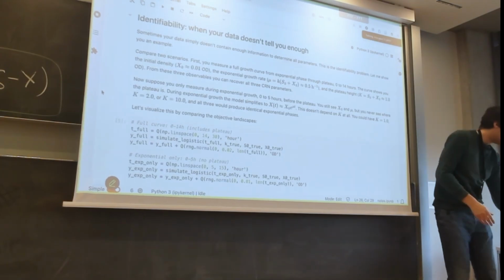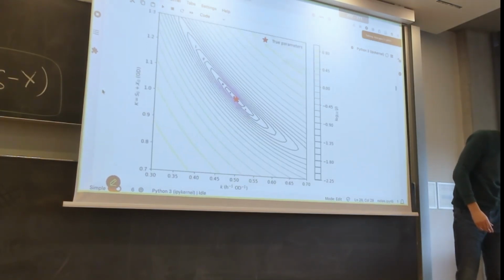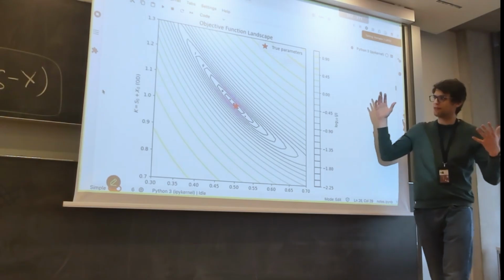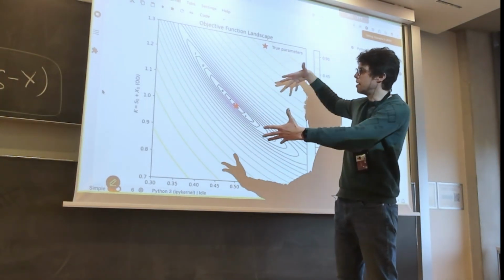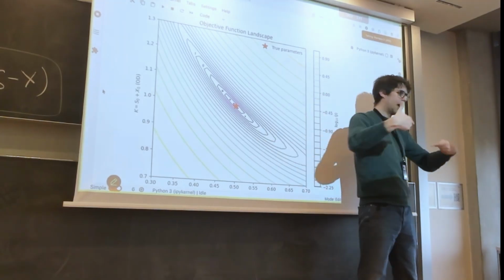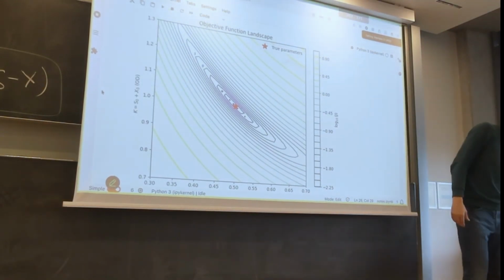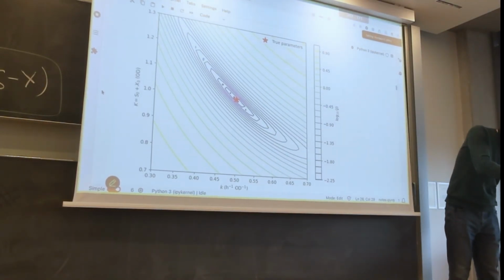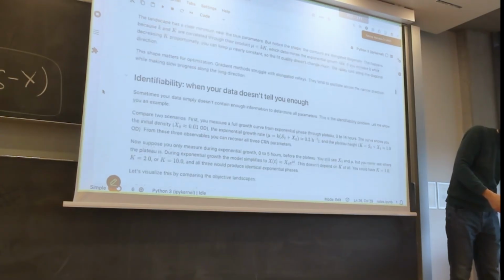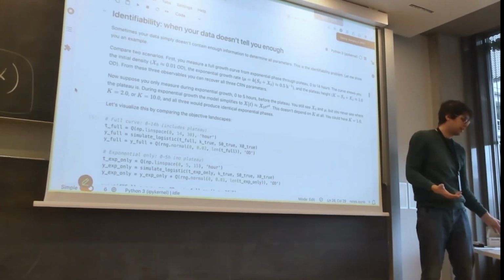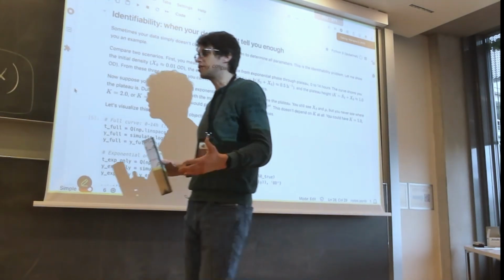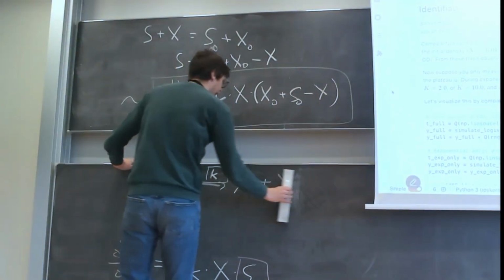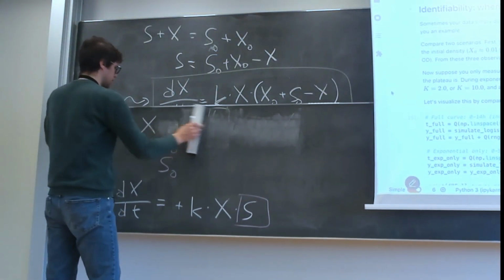So in the best case, this is what you wish for. You have this single valley and this single minimum, and all the arrows point towards it. So if you're just going downhill, you get there. Sometimes that's not enough. Sometimes, structurally, you cannot identify some of the parameters.